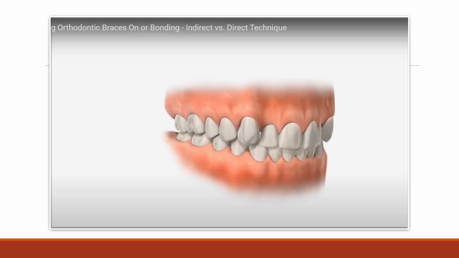More recently, Richard McLaughlin, John Bennett, and Hugo Trevisi have developed the MBT prescription, which has increased torque in the upper labial segment and lingual crown torque in the lower labial segment. This was designed to minimize proclination of the lower incisors during treatment, and the MBT prescription also has reduced tip, most notably in the upper arch, to reduce anchorage requirements. In addition, reduced torque in the lower molar region helps to prevent lingual rolling of lower molars as they are moved along the archwires.